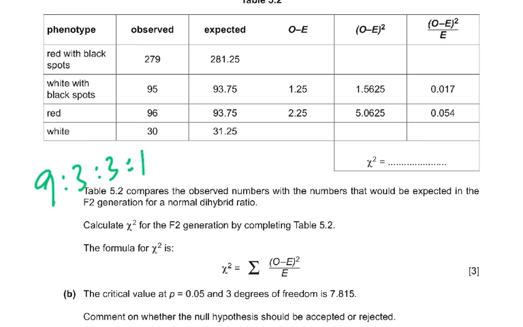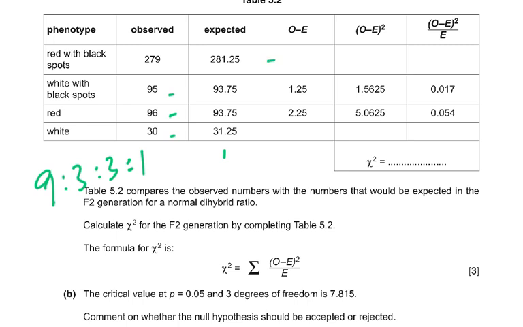So 279 were observed, 95, 96, and 30. Now you add up all these and then you calculate the 9 out of 16, then 3 out of 16, and 1 out of 16. So they've actually given you the expected ones and they've done that for you. Now you have to do O minus E. You have to do this. Mostly it's all been done for you.